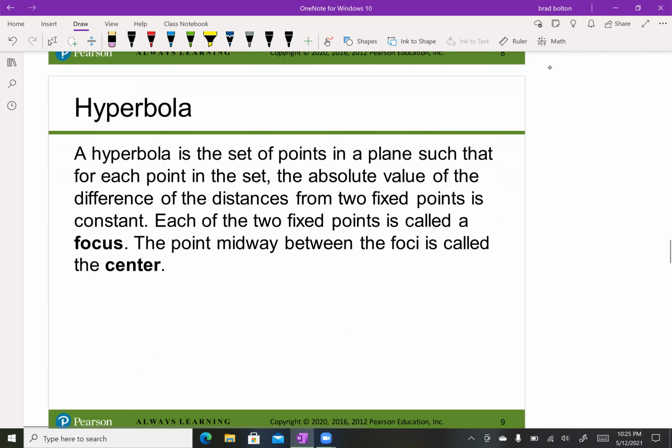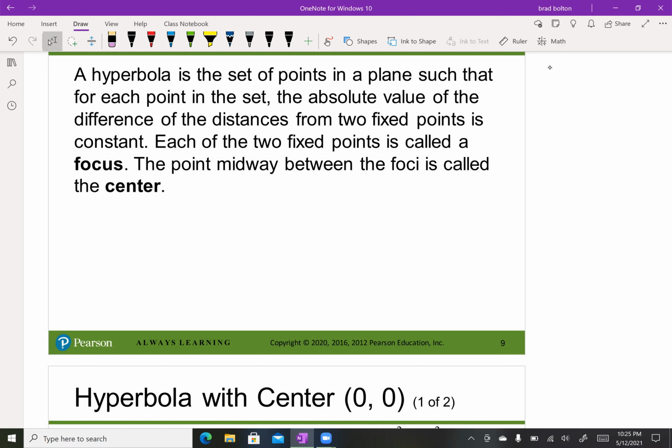Now, a hyperbola is a little different. A hyperbola is a set of points in a plane such that for each point in the set, the absolute value of the difference of the distances from two fixed points is constant. Once again, those two fixed points are called focus or foci. The point midway between them is called the center. For our class, we're going to really concentrate more on the center and how to graph it.